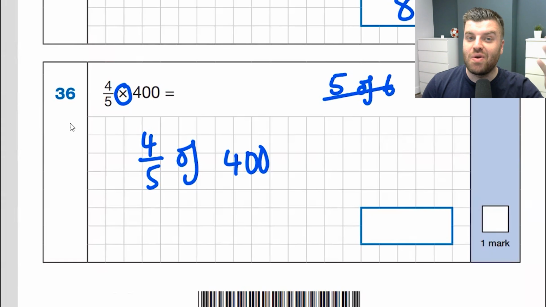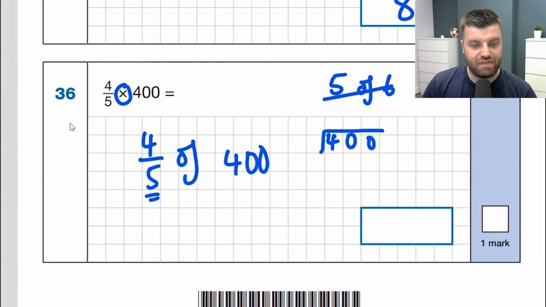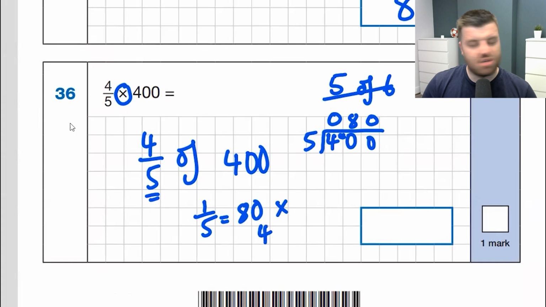So we're going to finish with a fraction of an amount question. We're going to divide by the denominator. So 400 divided by 5 to get the 5 equal parts. We're going to get 0 there, exchange over, we get 8, and we put our place value in there for 0. So 1/5 is 80. And then to get 4/5, we multiply that by 4. Use our times table facts. 8 times 4 is 32. Put on your placeholder. The answer to that question is 320.